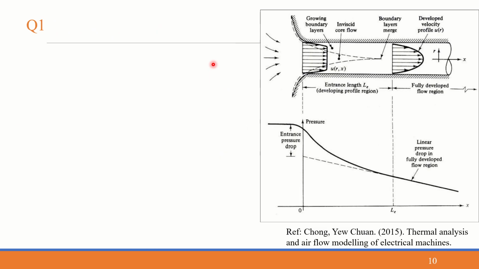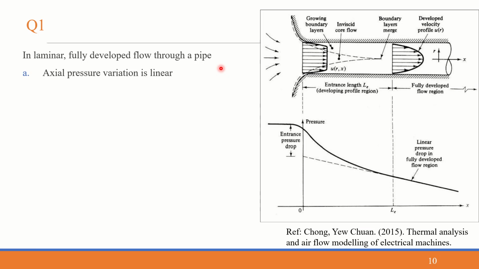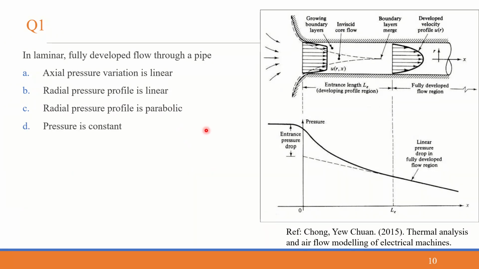So now we will move to problems. These problems are one problem from each week. The first question is: in a laminar fully developed flow through a pipe, option A, axial pressure variation is linear. Option B, radial pressure profile is linear. Option C, radial pressure profile is parabolic. Option D, pressure is constant.